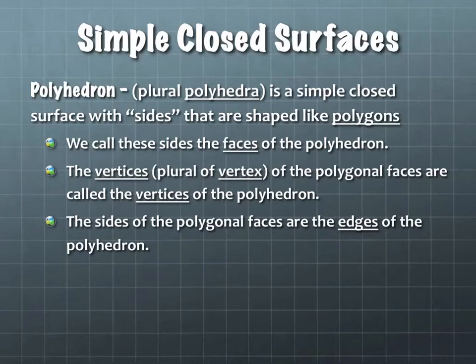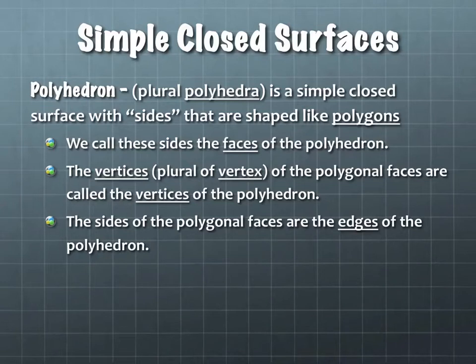The vertices, which is the plural of vertex, of the polygonal faces are called the vertices of the polyhedron. The sides of the polygonal faces are called the edges of the polyhedron. So if you think about it, the vertices are the corners. The edges would be the line segments, and the faces are the planar objects, the flat pieces.